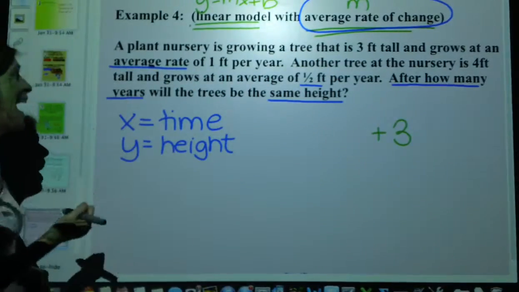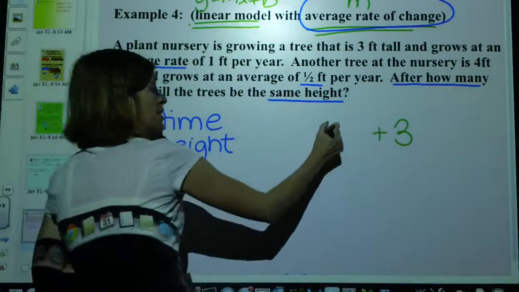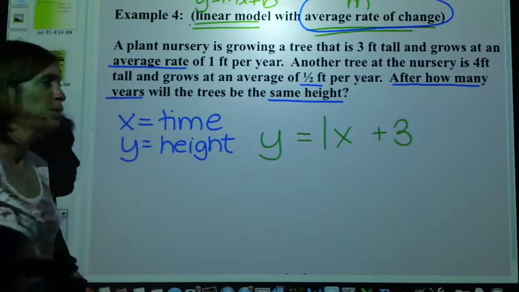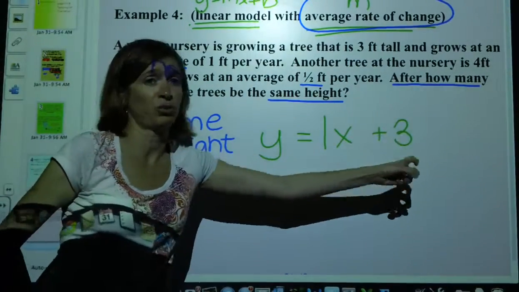And it grows at an average rate of 1 foot per year. So that average rate tells me that 1 is my slope. So 1x. And y equals mx plus b. So my height is going to be 1 times the number of years plus 3.